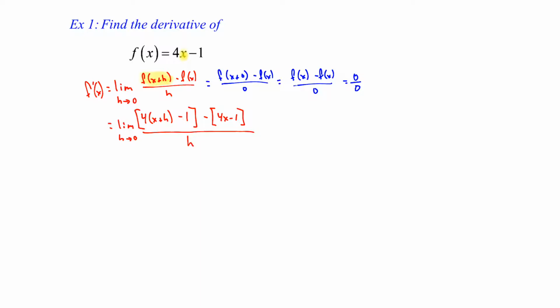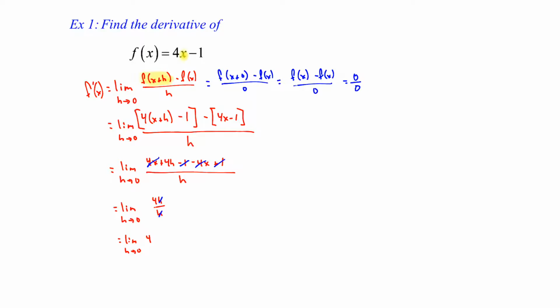So let's go ahead and continue to simplify. So it'll be the limit as h approaches 0 of 4x plus 4h minus 1, distribute the negative sign, minus 4x plus 1, divided by h. Look what happens. 4x, negative 4x, negative 1, 1. All of that cancels. So we're equal to the limit as h approaches 0 of 4h divided by h. I still haven't canceled anything. And then right there you can see the h's are going to cancel, so you're still left with the limit as h approaches 0 of the function 4.